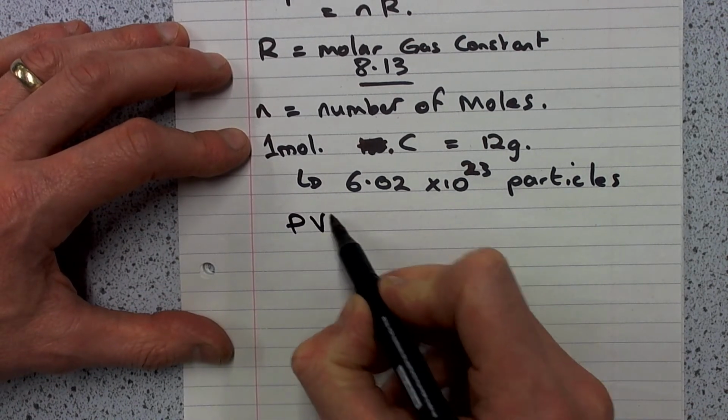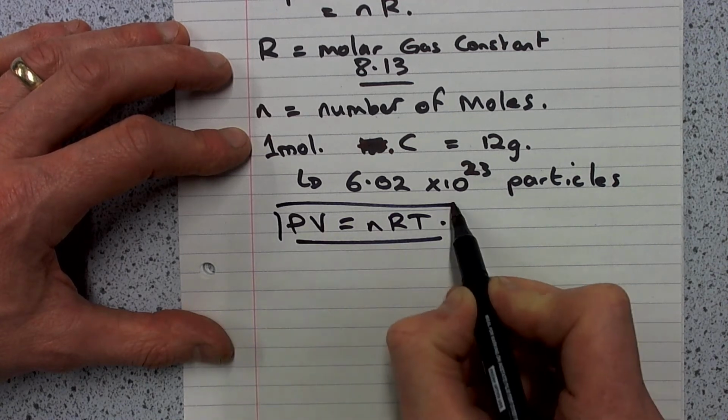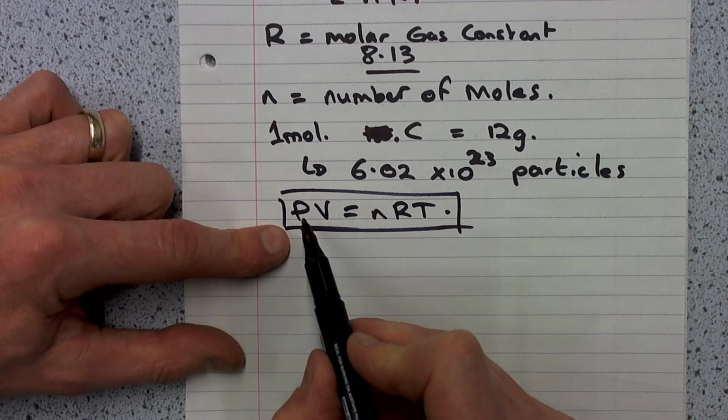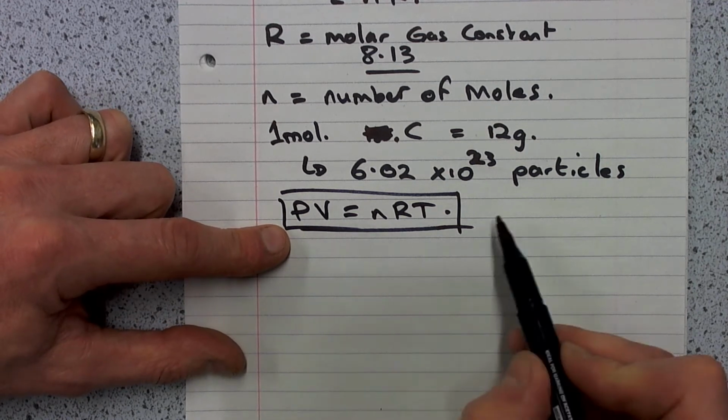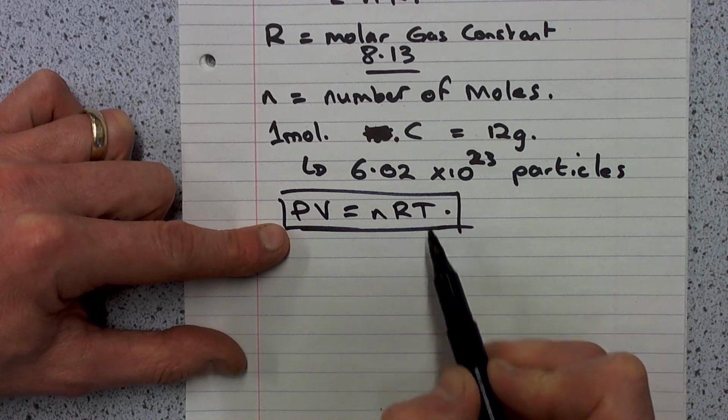So we're going to start off with PV equals nRT. That's where we start. You'll be told that in the question. Okay, so what if we want to find out the pressure? What if you're told the volume of the gas, the number of moles, that's a constant, and you're told the temperature, obviously in Kelvin. What do we do?